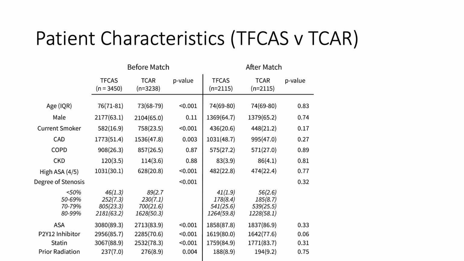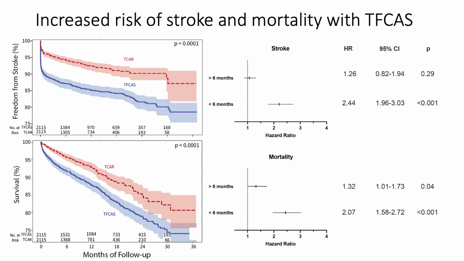We next compared transfemoral carotid artery stenting and TCAR with over 2,000 patients in each cohort. Here, propensity matching allowed mitigation of all discrepancies in patient characteristics observed in the unmatched cohorts. Again, consistent with prior observational studies, we found an increased risk of stroke and mortality in transfemoral carotid artery stenting, largely driven by an increased risk within the first 6 months. The risk of mortality was present both within the first 6 months and beyond.